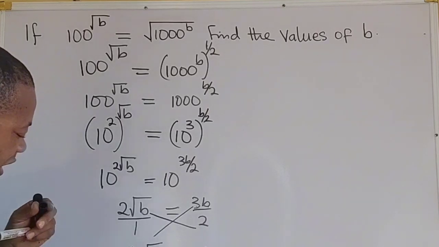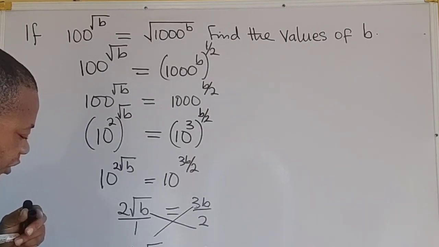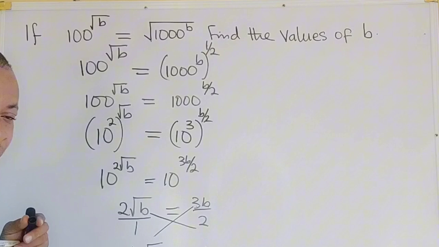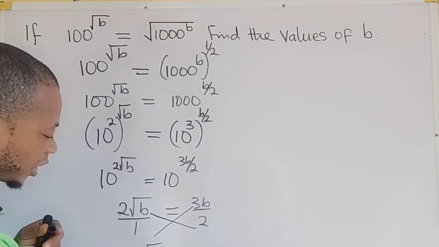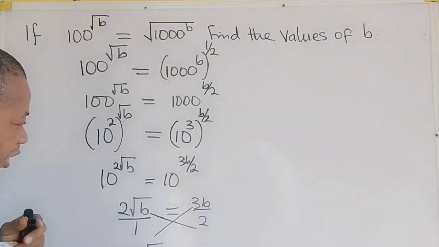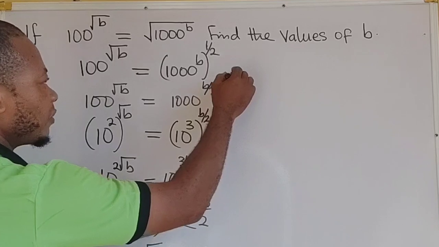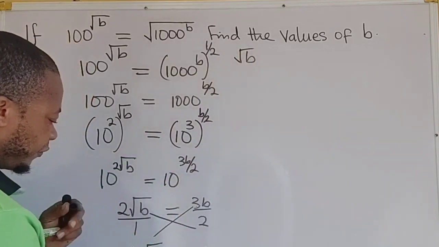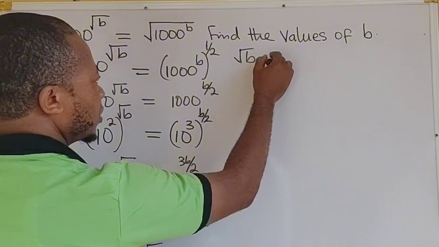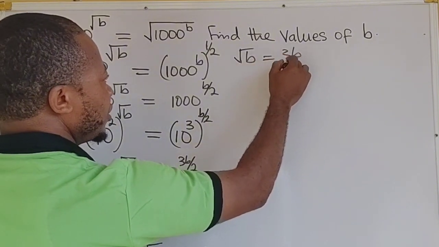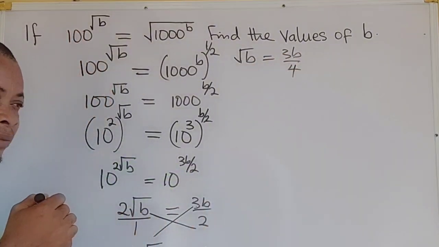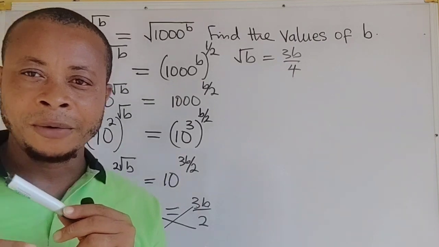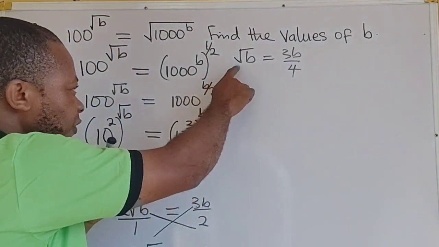So dividing both sides by 4, this will be divided by 4, and this will be divided by 4, so that 4 will eliminate itself. We now have root b from here equals 3b divided by 4.